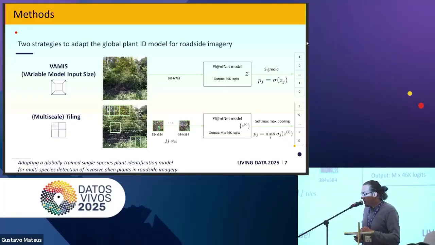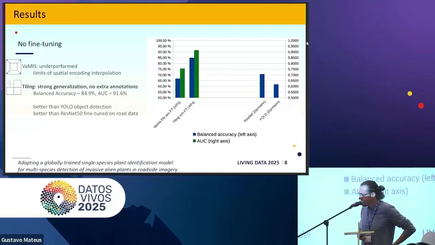The other approach is basically, as you can expect, a tiling approach. It means that you take the big images and then you crop several small images at the size of the input of the model. You can do that at several scales because you don't know if the invasive species will be small or big. And so you do plenty of image predictions. And then at the end, you aggregate to get the set of top predicted species.